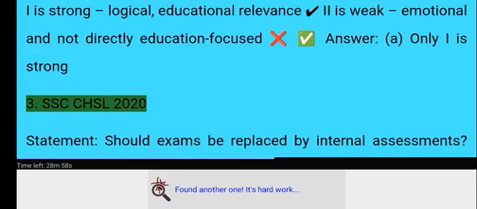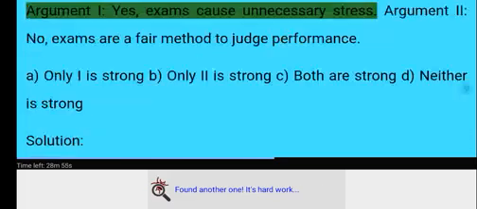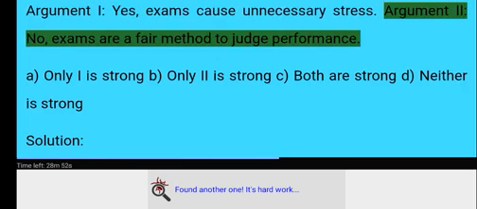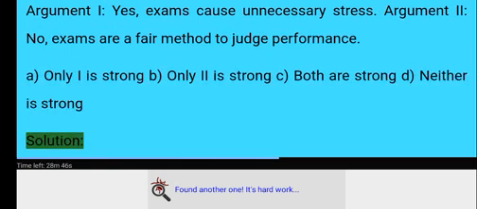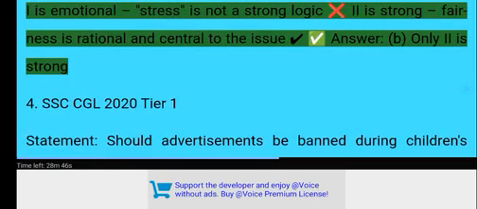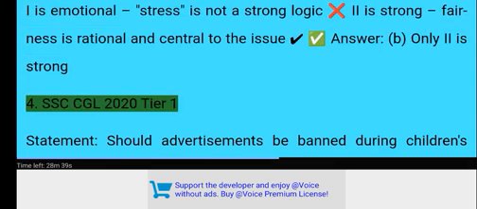3. SSC CHSL 2020. Statement: Should exams be replaced by internal assessments? Argument 1: Yes, exams cause unnecessary stress. Argument 2: No, exams are a fair method to judge performance. A. Only 1 is strong. B. Only 2 is strong. C. Both are strong. D. Neither is strong. Solution: 1 is emotional; stress is not a strong logic. 2 is strong; fairness is rational and central to the issue. Answer: B, only 2 is strong.